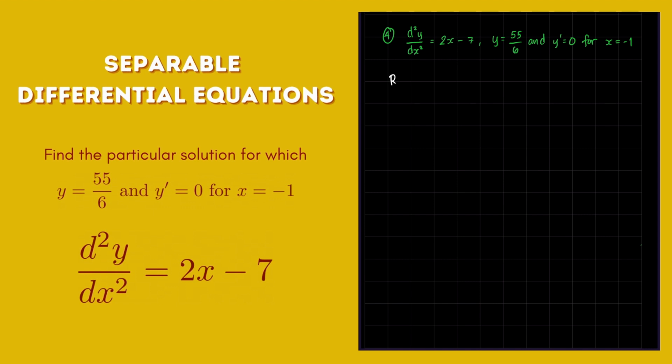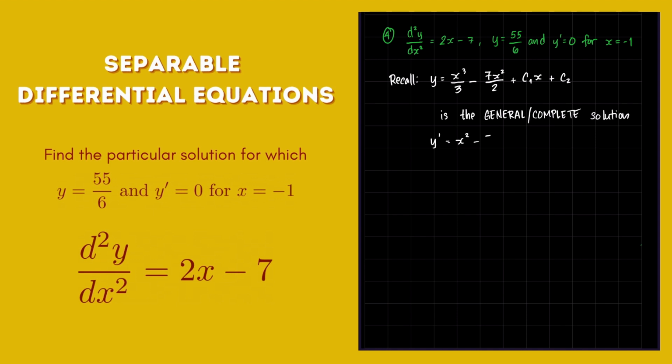So tandaan natin na na-solve na natin yung general solution for this. Y is equal to x cubed over 3 minus 7x squared over 2 plus c1x plus c2. This is the complete solution. And that the first derivative of y or y prime is equal to x squared minus 7x plus c1. At x equals -1, sabi sa atin y prime is equal to 0. So substituting x equals -1, we'll get 0 is equal to -1 squared minus 7 times -1 plus c1. Then this will give us that c1 is equal to -8. So solve na lang natin si c2.